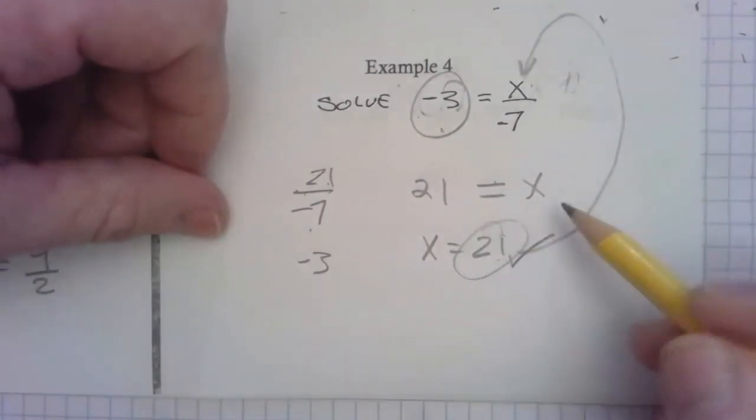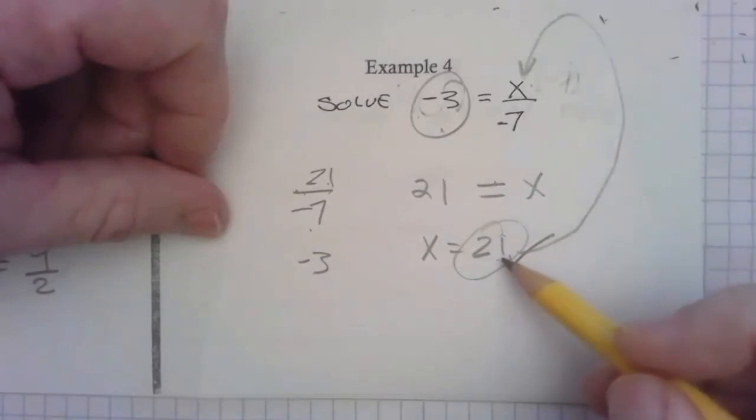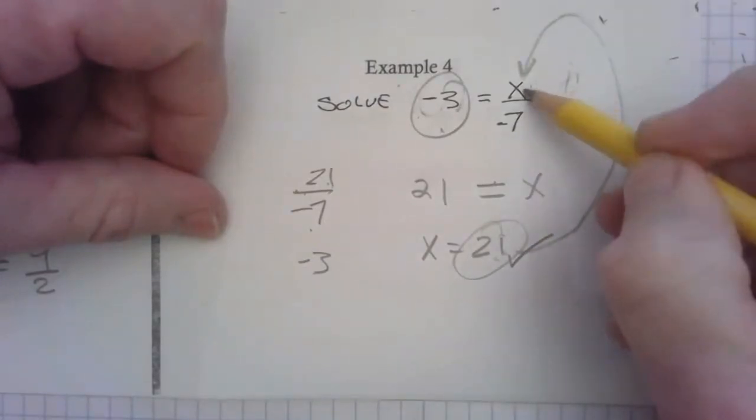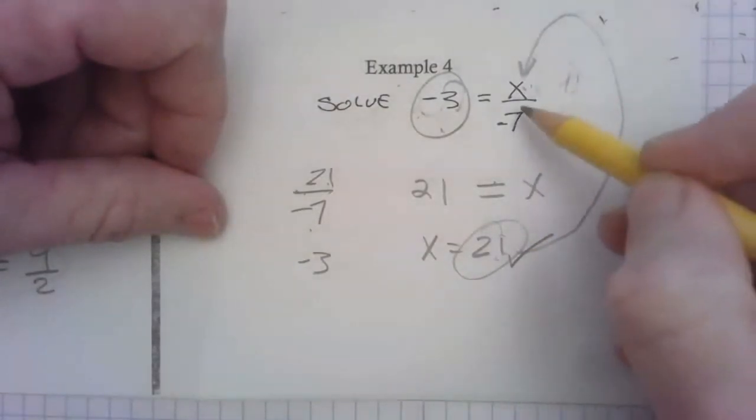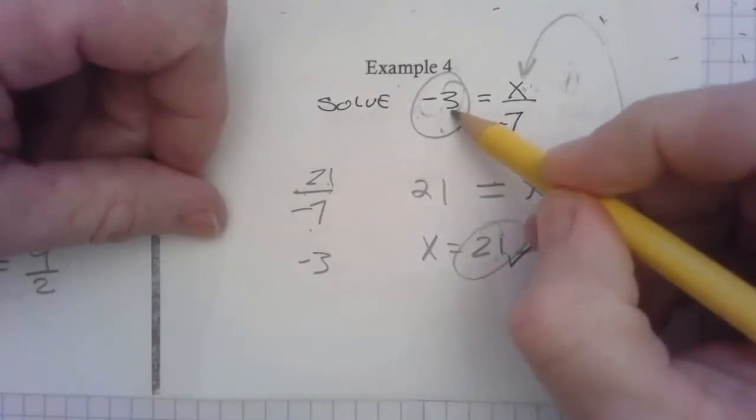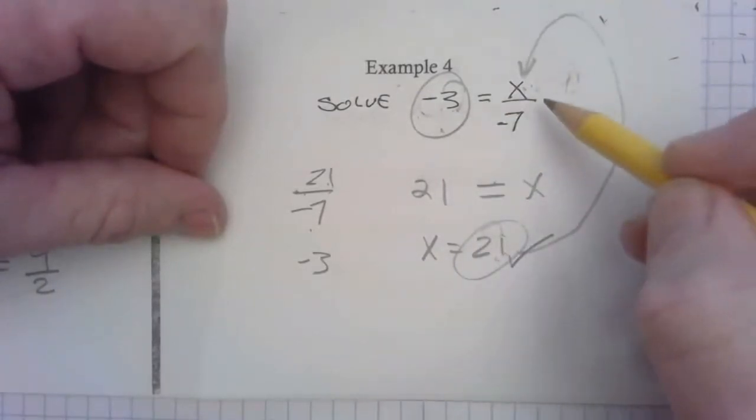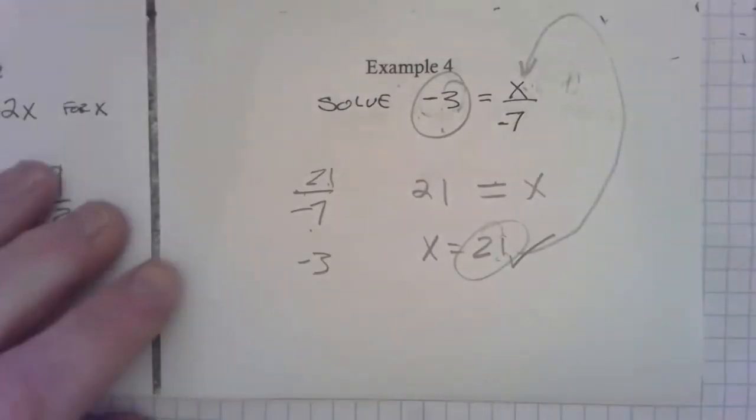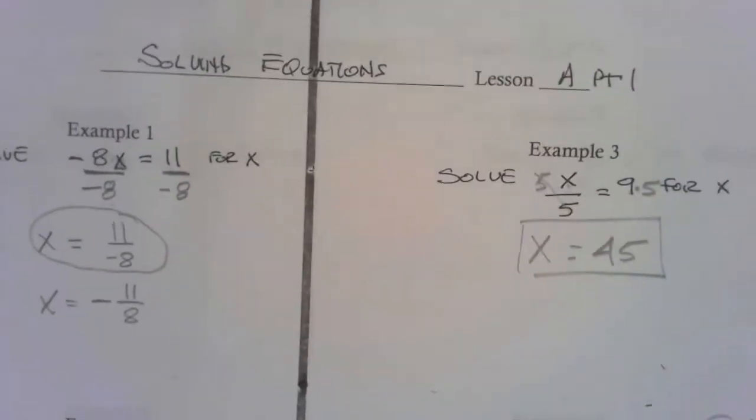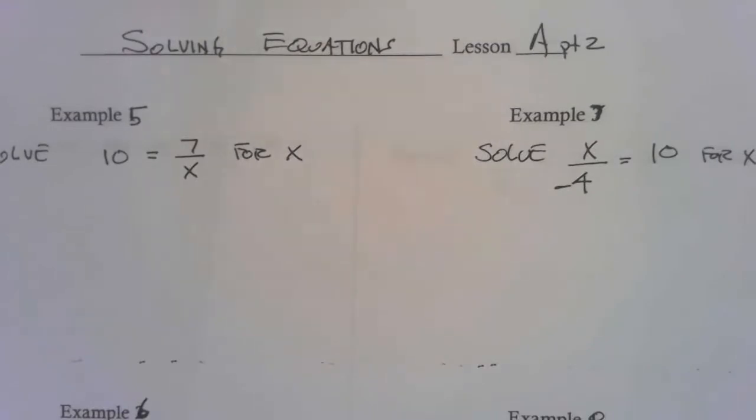If I had gotten it wrong and come up with 14, well, 14 divided by -7 is -2. That's not -3. So that must not be the right answer. So you can always check your answer by plugging it back in. All right, on to part 2.